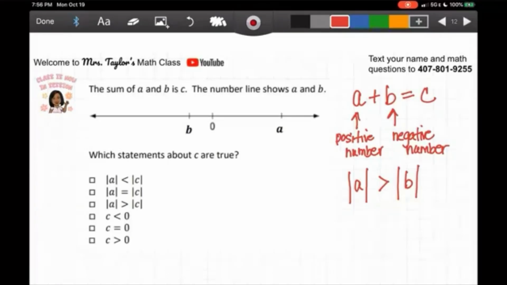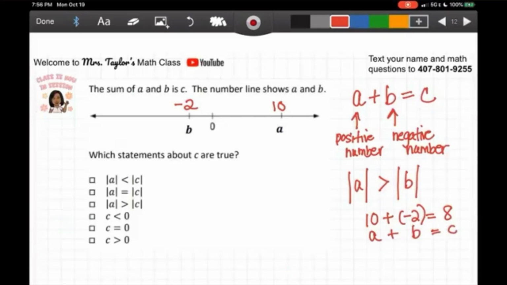Okay, so let's say, for instance, let's give it a number. Let's give A the number 10, and let's give B like -2. Okay, so if I did that and I plugged those numbers in, it would be 10 plus -2, and this is going to get me 8. So that would be A plus B, and then this would be C. So you can see right now that A is going to be greater than C.